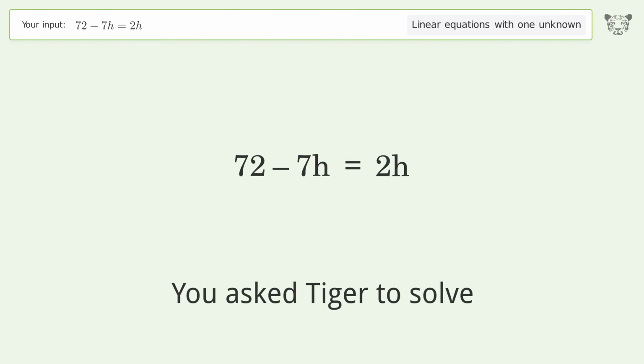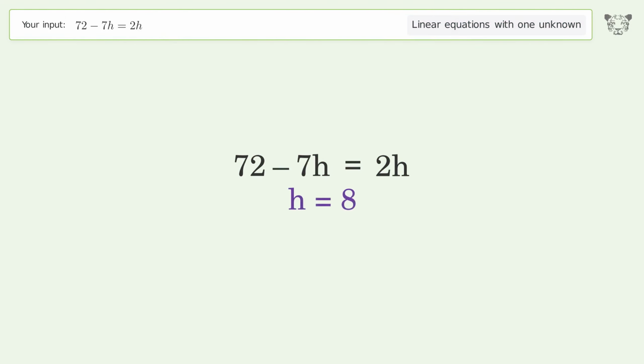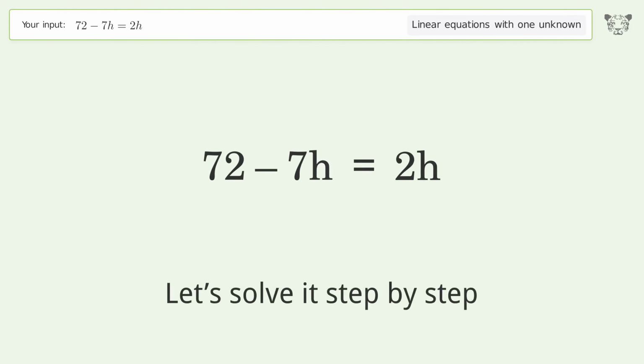You ask Tiger to solve. This deals with linear equations with one unknown. The final result is h equals 8. Let's solve it step by step.